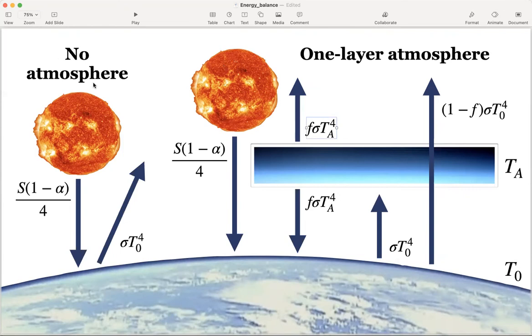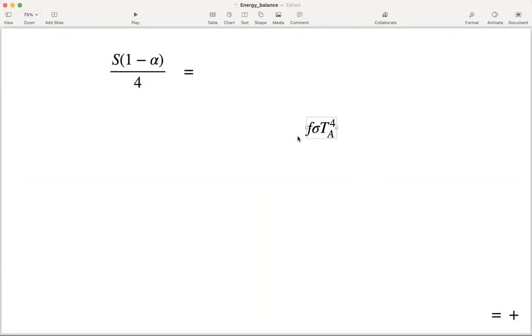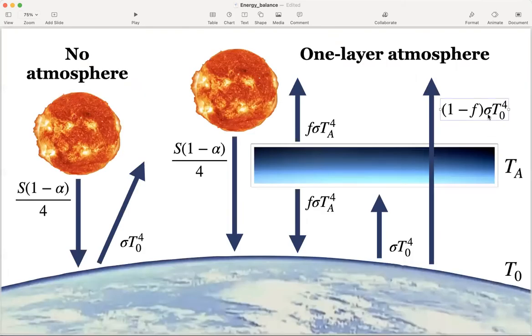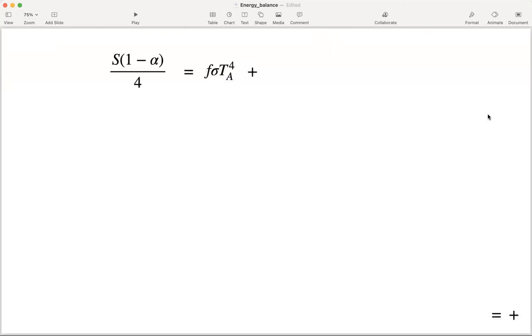So total emitted upwards by the atmosphere plus total passing through the atmosphere. All right, so this is energy balance for the top of the atmosphere. Total into the system equals total out of the system. So incoming solar radiation, radiated upwards by the atmosphere, passing through the atmosphere.